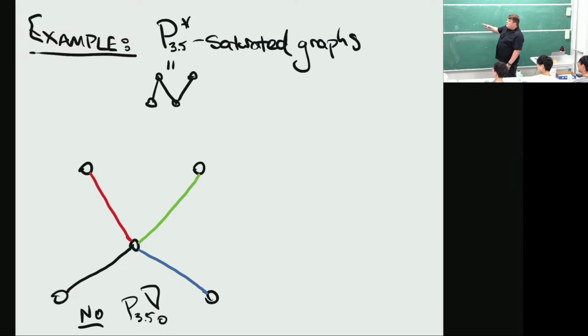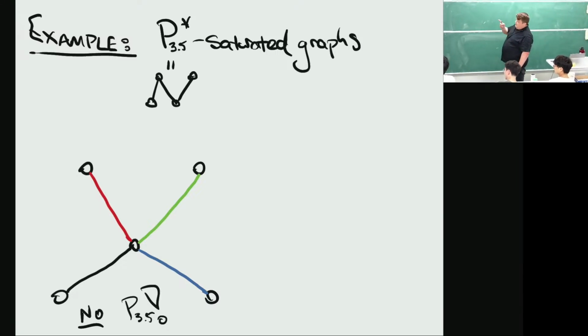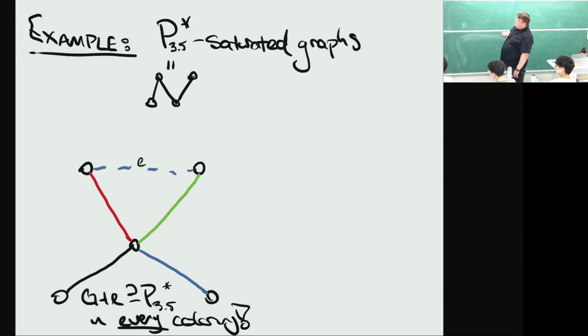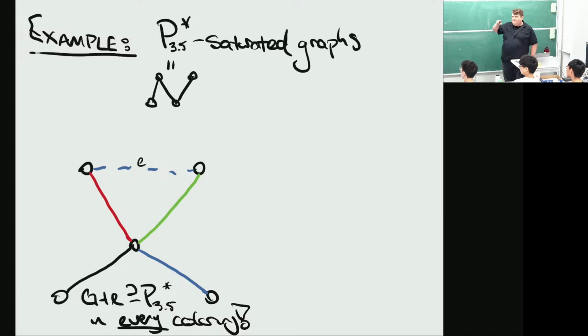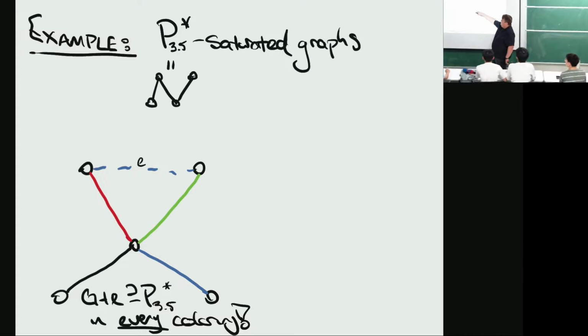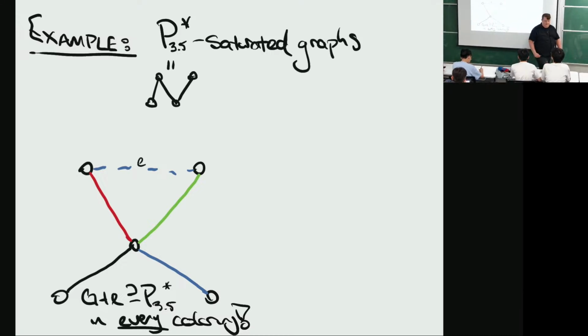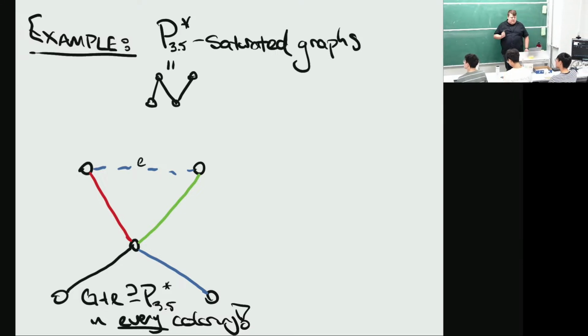Okay, so here's a graph that is P3.5 saturated, rainbow saturated. You can color it this way. That has no P3.5 that is rainbow. In fact, it doesn't have one at all. But if you add in an edge to it, no matter how you color it, the 4 edges around the central vertex have to all be colored differently. And so you can always find your P3.5 that is rainbow. You can avoid the color you used on the new edge on one of these paths. So that's a P3.5 star saturated graph.